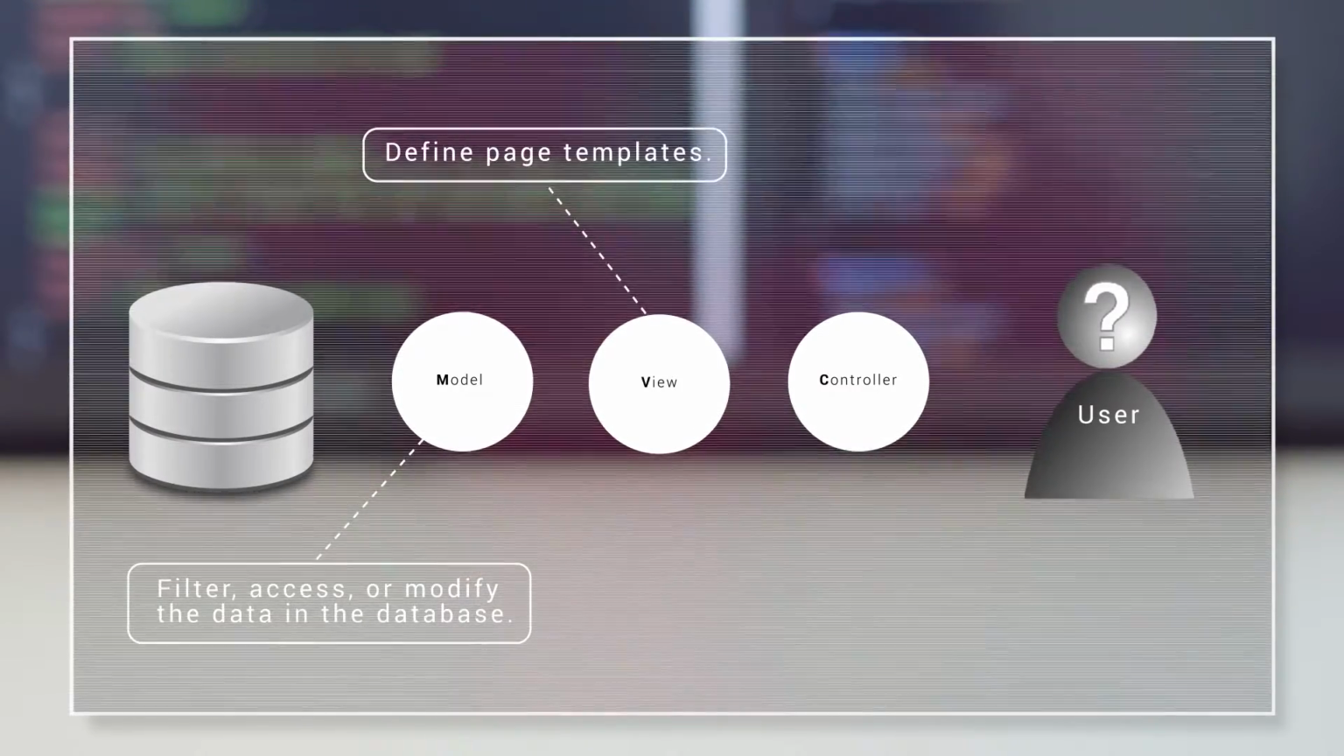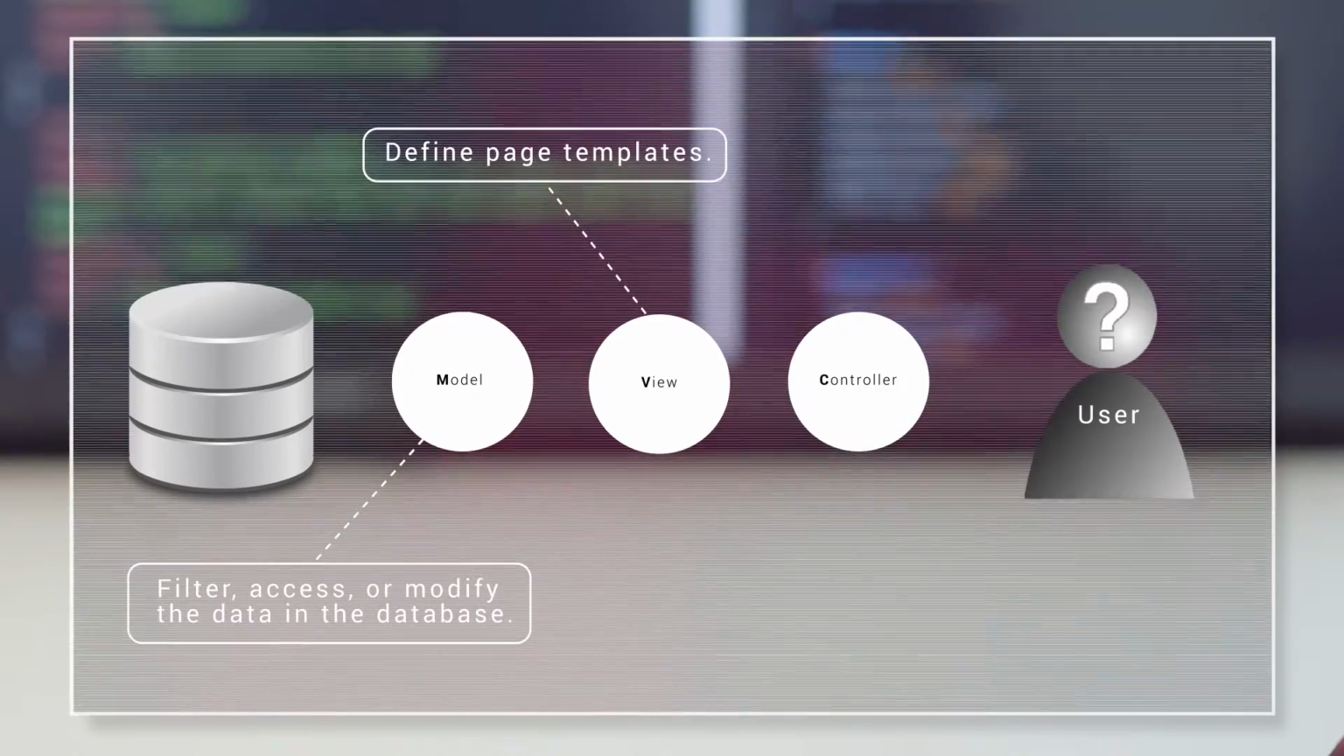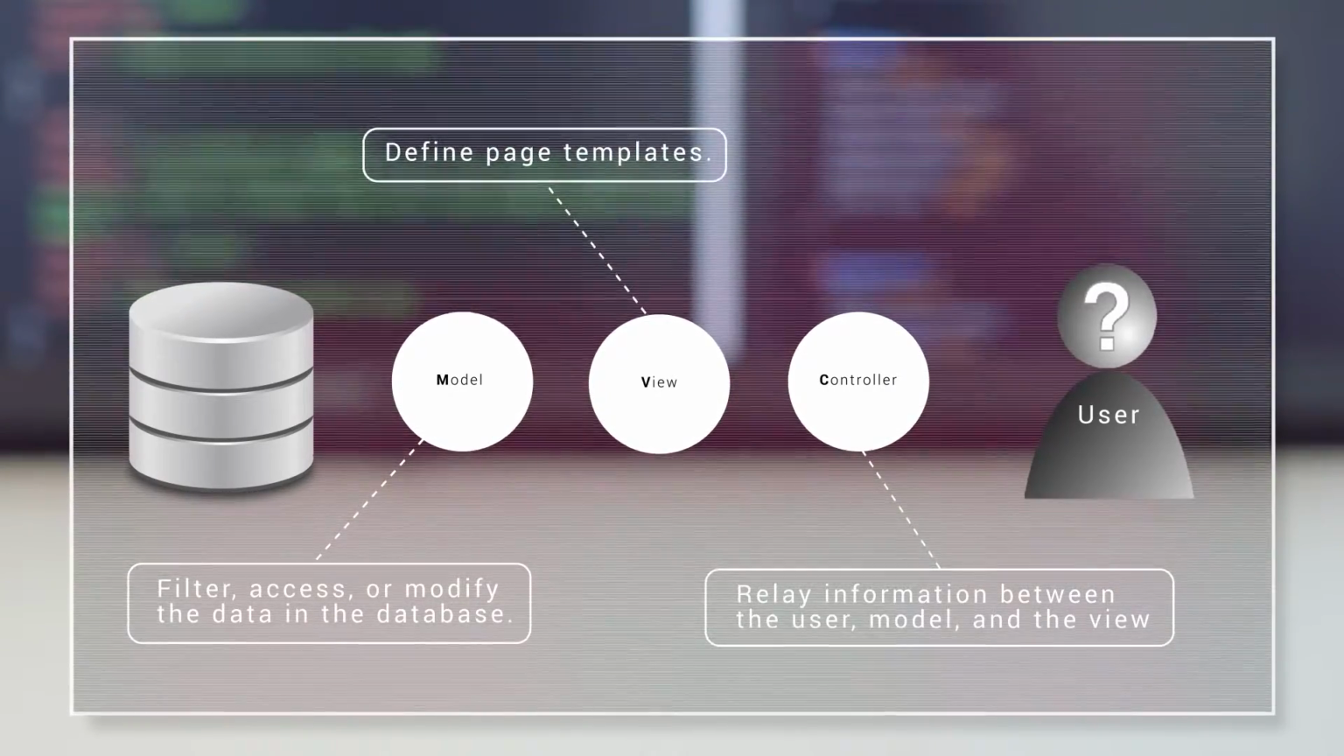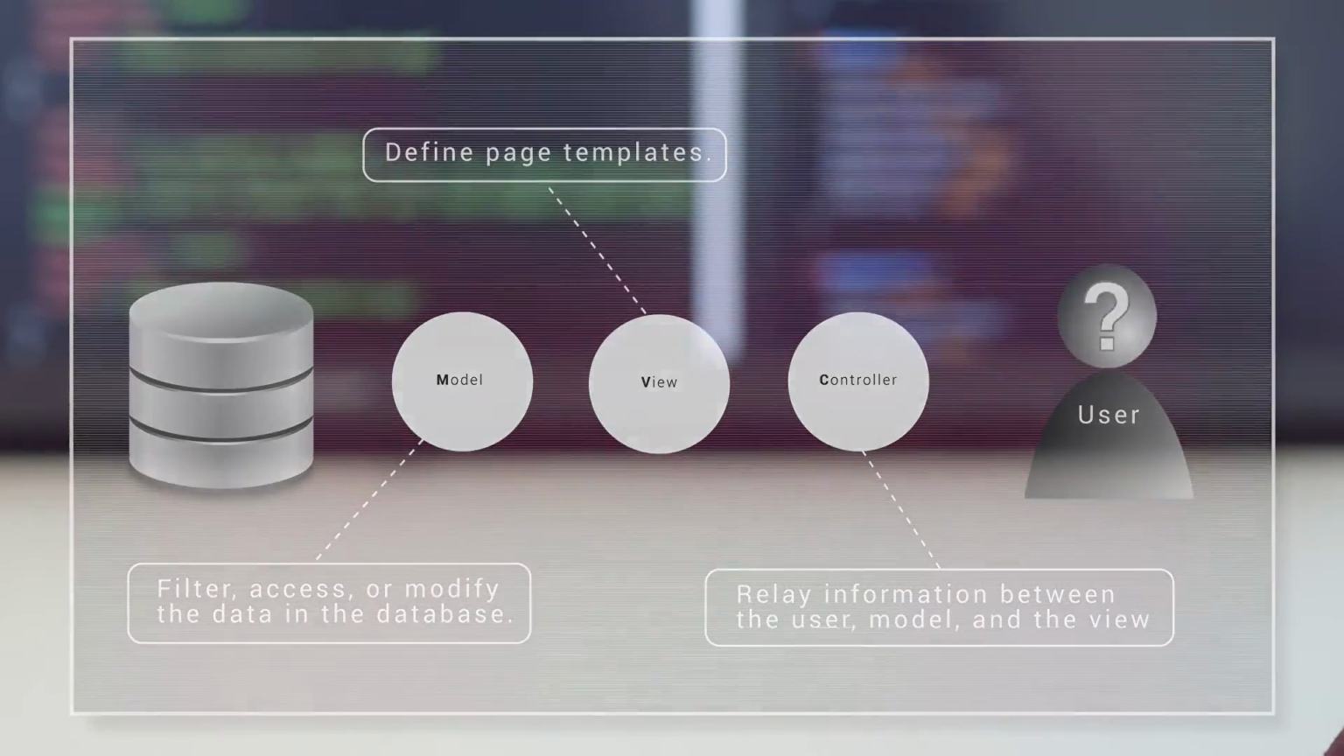The view layer will be responsible for how the page looks to the user. All the page templates will be part of the view layer. And finally, there will be a controller layer, which will be responsible for connecting all the pieces and relaying information between the users, the model, and the view. Now that we have a plan, let's begin by creating the model.